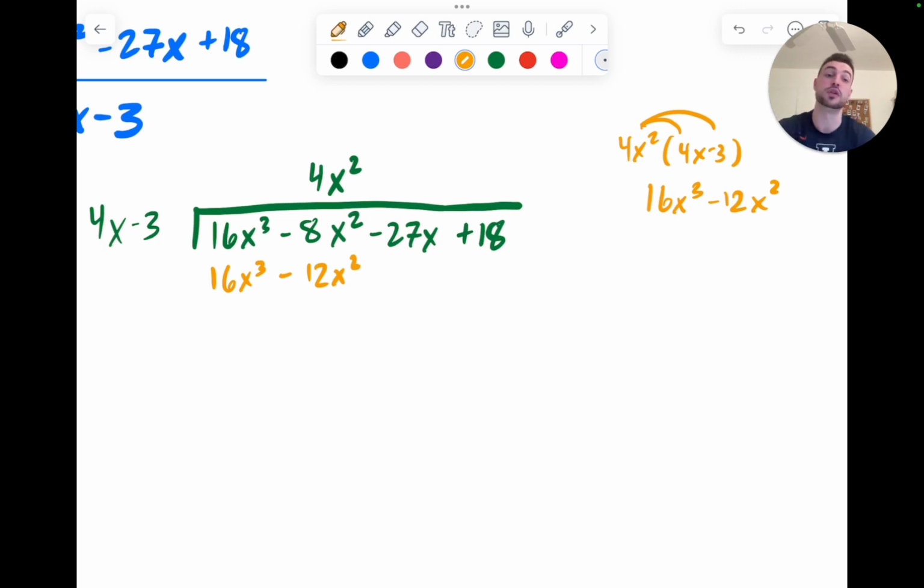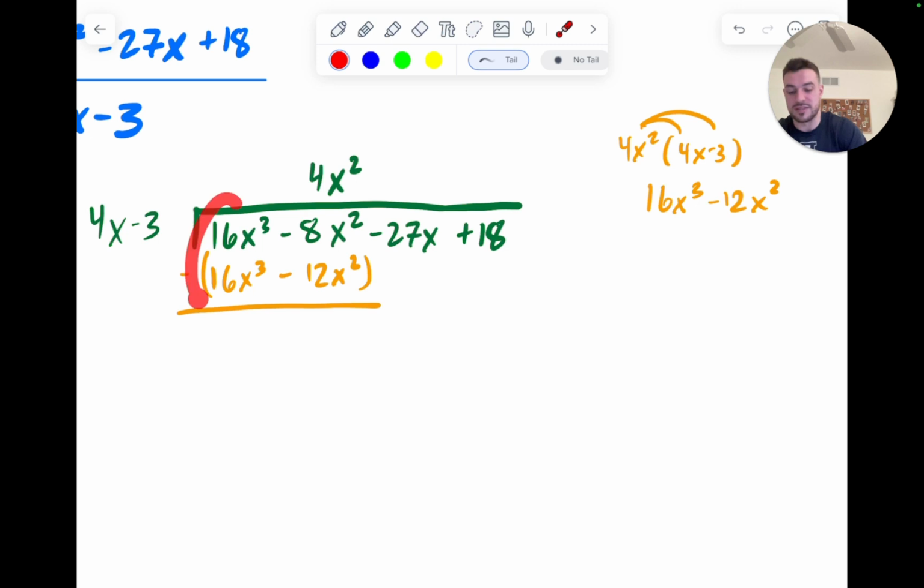All right, and just like we do with regular long division, I am now going to subtract those values. So 16x^3 minus 16x^3 is 0. So that cancels out, and that's exactly what we want to do with our division process. Now I have negative 8x^2 minus a negative 12x^2. Well, minus a negative always turns to a positive. So we have negative 8x^2 plus 12x^2, which is going to give us 4x^2.